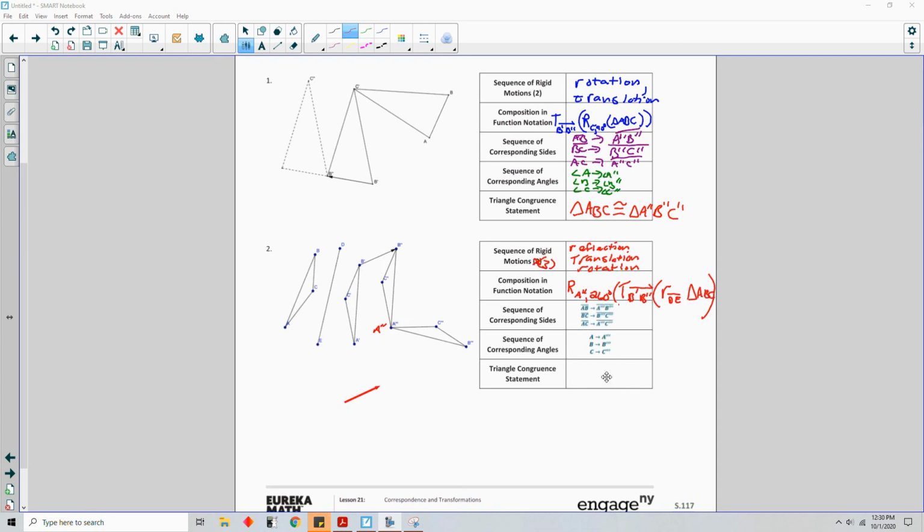Okay, so then triangle congruence statement. All right, so what triangle is congruent to what? What is the pre-image and what is the image? The pre-image is triangle ABC, is congruent to triangle A triple prime, B triple prime, C triple prime. Okay, game over.